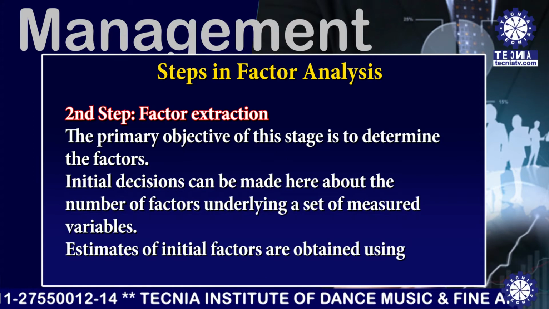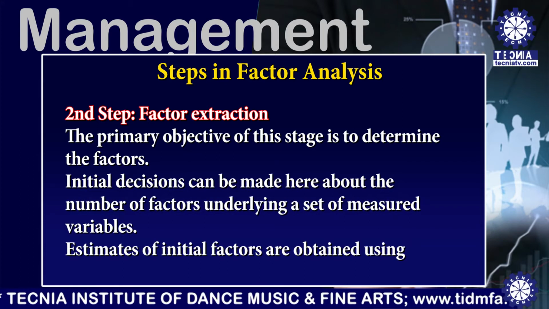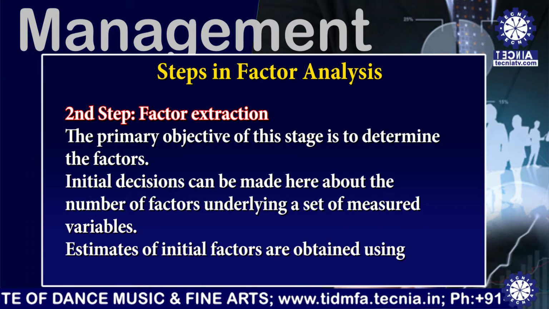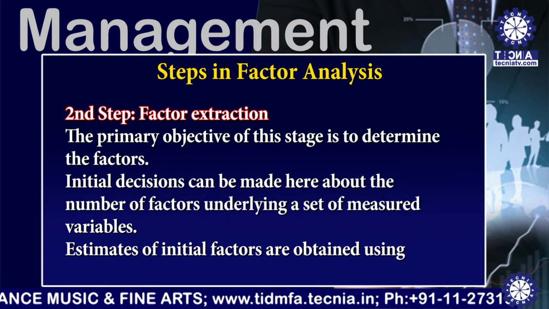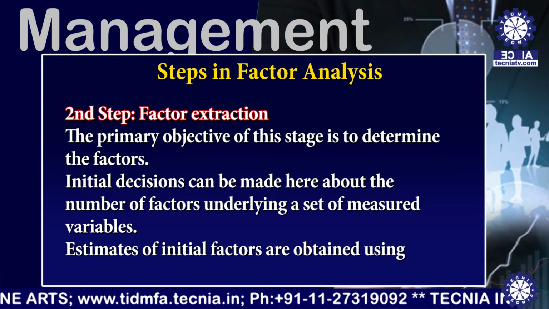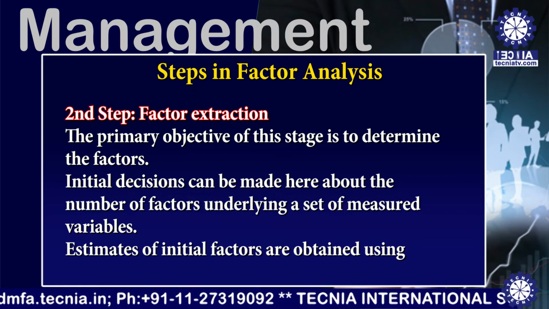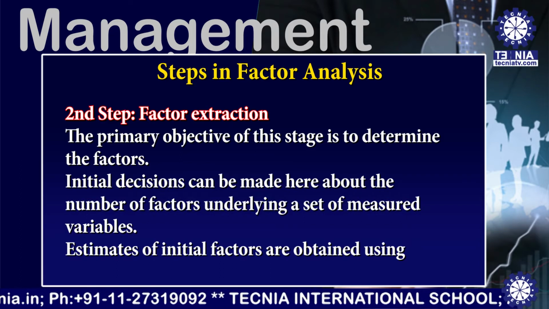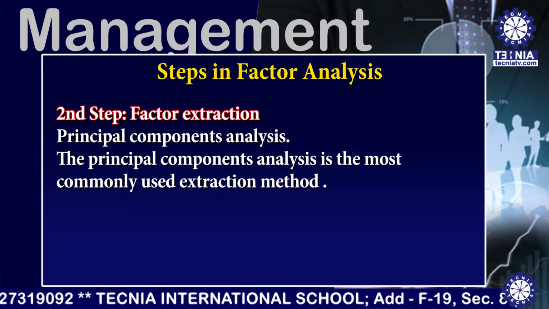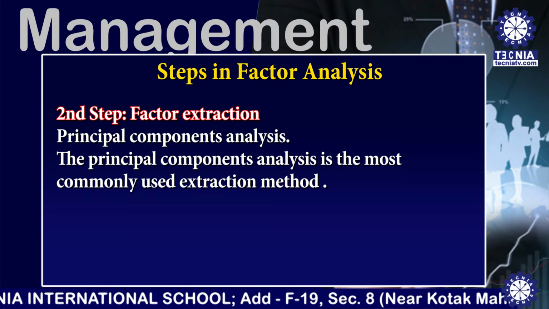The second step is concerned with the factor extraction. Here, the primary objective of this stage is to determine the factors. Initial decisions can be made here about the number of factors underlying a set of measured variables. Estimates of initial factors are obtained using principal component analysis. The principal component analysis is the most commonly used extraction method.